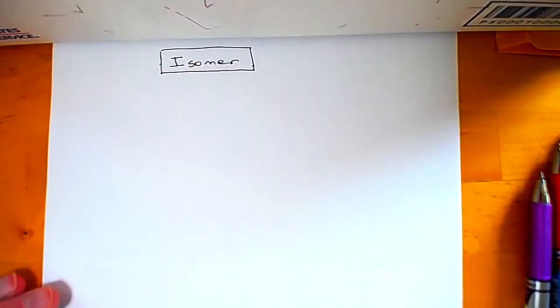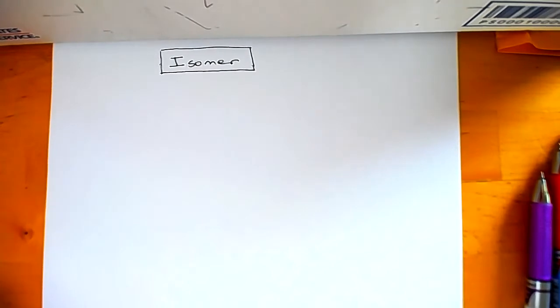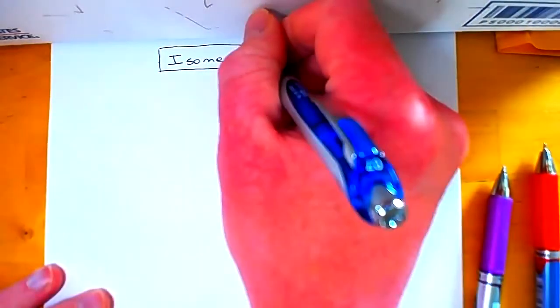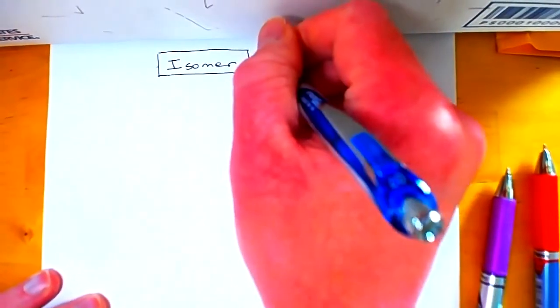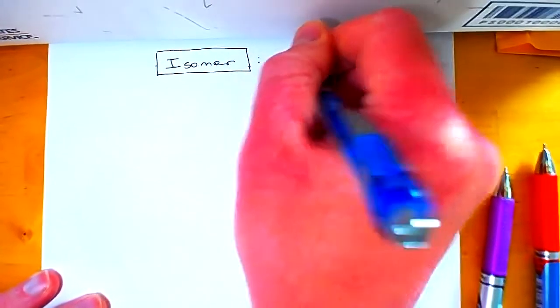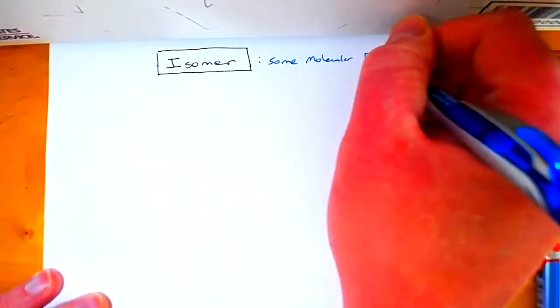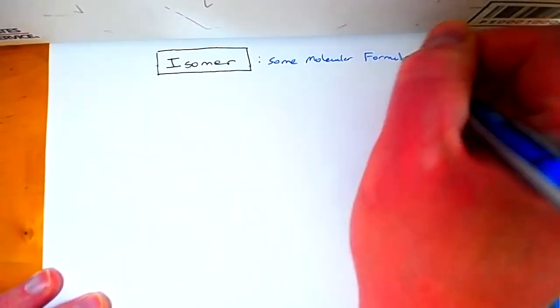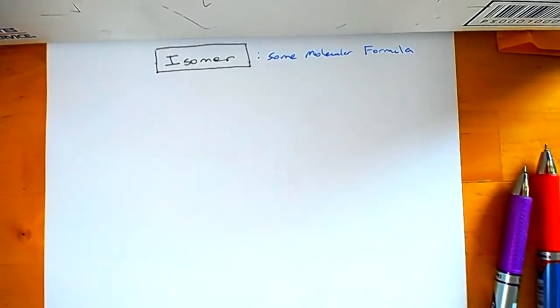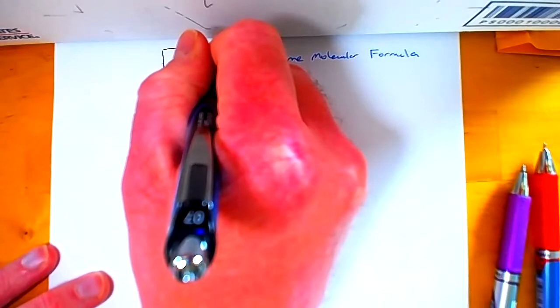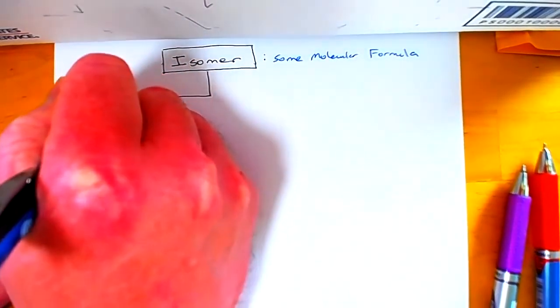We compare compounds. First of all, the very first similarity that we look for is, are they classified as isomers? So what is an isomer? An isomer is two compounds that have the same molecular formula. They have the same number of atoms in their molecular makeup. Okay. Now, once you've come to this category, there's a branch between two things here.